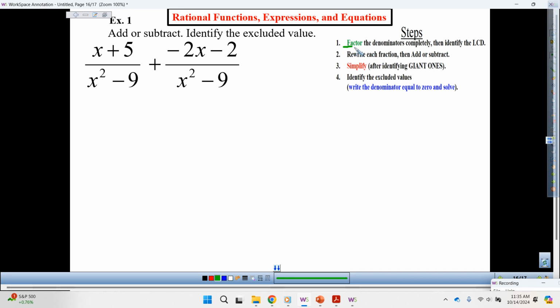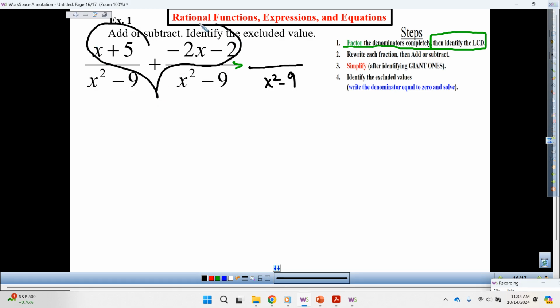Example 1. So it says, factor the denominators completely and identify the common denominator. Question, do we have a common denominator? Yeah, we do. So that means we don't have to factor it. Okay. So what's our common denominator, people? X squared minus 9, yes? Okay. Tell your neighbor what to write for the numerator.